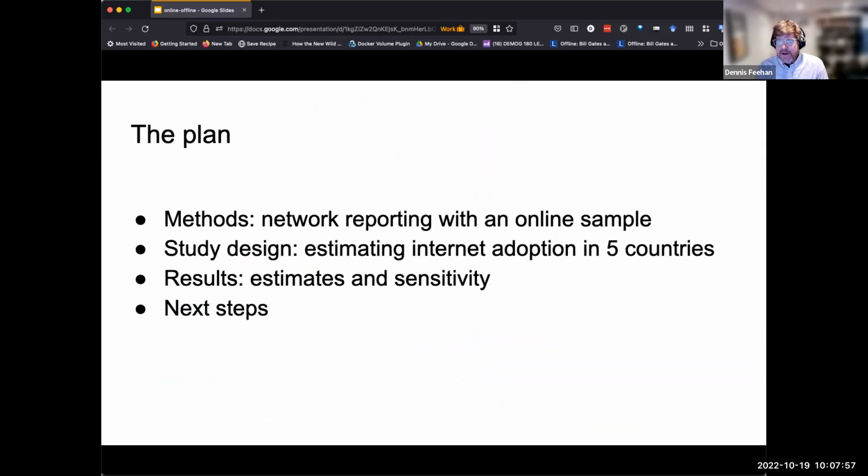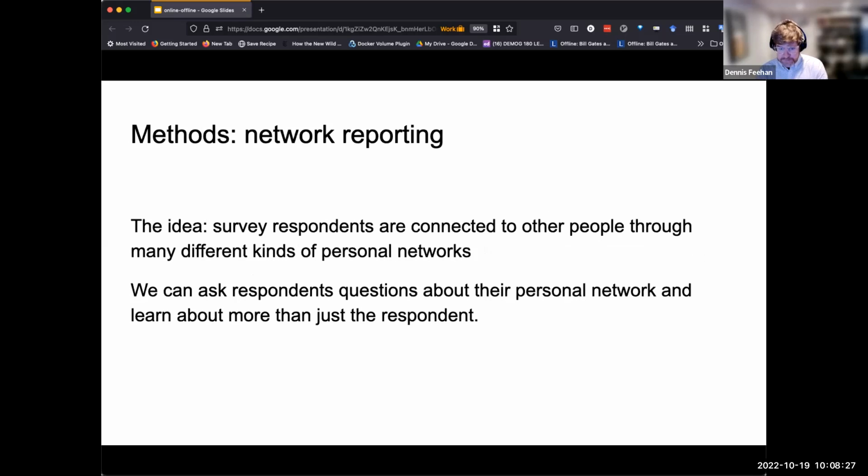Okay, so my plan for the talk today is I'm going to give a high level, hopefully intuition-building description of the methods. Then I'm going to describe the design of an empirical study where we're going to use these methods to try to estimate internet adoption in 5 different countries. I'll show you the results of the empirical study, and then I'll talk about some next steps and where I think this kind of stuff might go in the future.